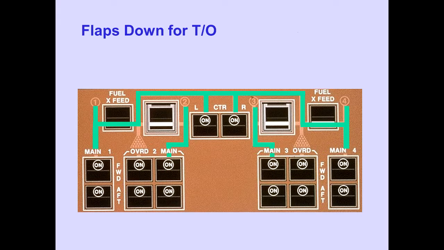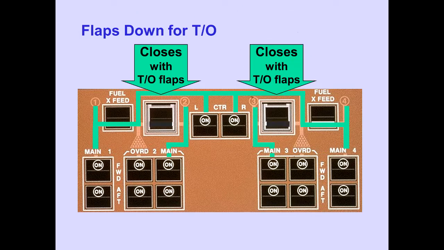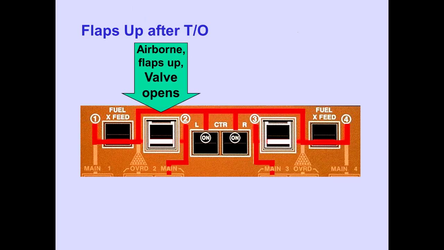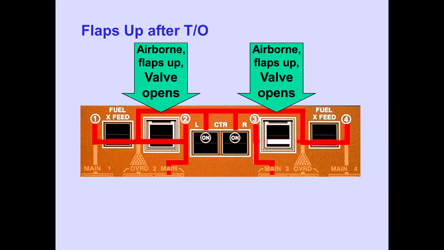When flaps are lowered for takeoff, system logic automatically closes crossfeed valves 2 and 3. The center wing tank now feeds engines 1 and 4. Main tank number 2 feeds engine number 2. And main tank number 3 feeds engine number 3. After takeoff, when the flaps are up, system logic automatically opens crossfeed valves 2 and 3. The center wing tank now feeds fuel to all engines.